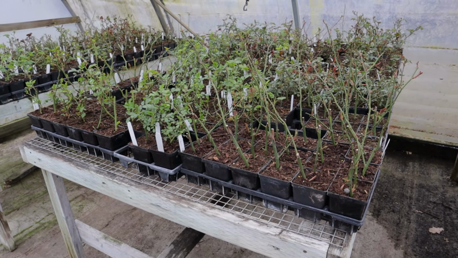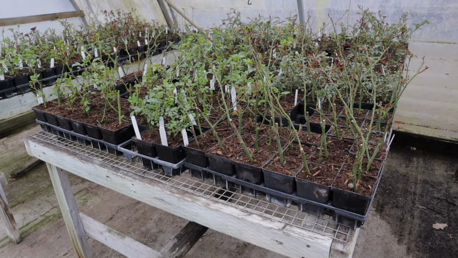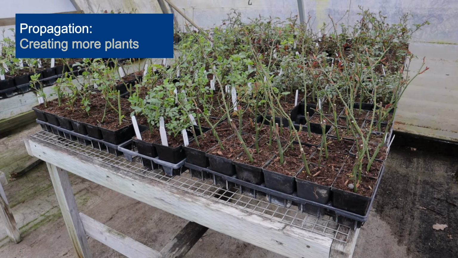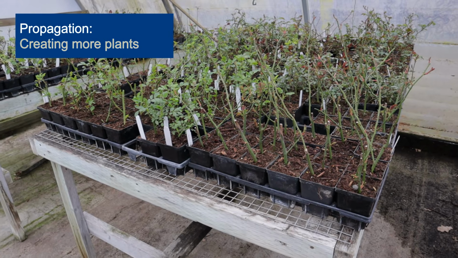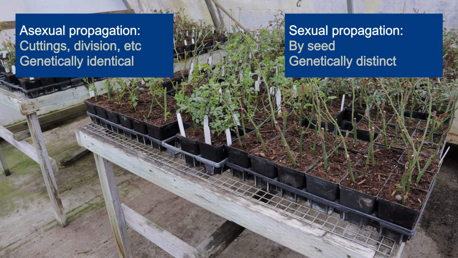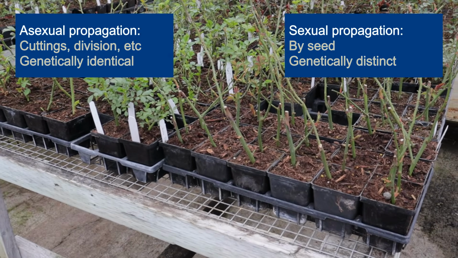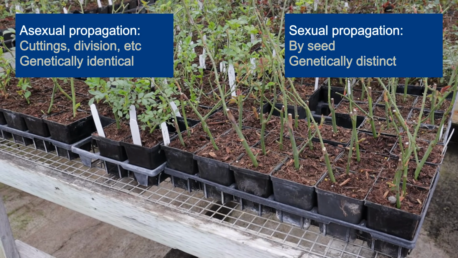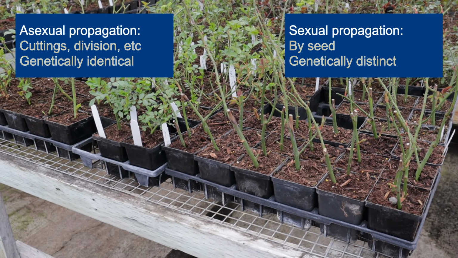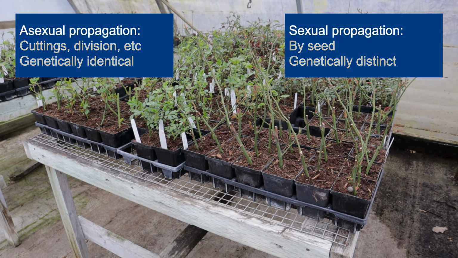Because horticulture is the intensive cultivation of plants, you're going to need lots and lots of plants to do it. The act of making more plants is called propagation, and propagation comes in two general categories. There is asexual propagation and sexual propagation. Asexual propagation is like what you see here, cuttings that were taken from mother plants, and they are genetically identical to the parent plant. The other way is sexual propagation. That's when you grow a plant from seed, and every seedling is genetically distinct from every other seedling and from its parents.